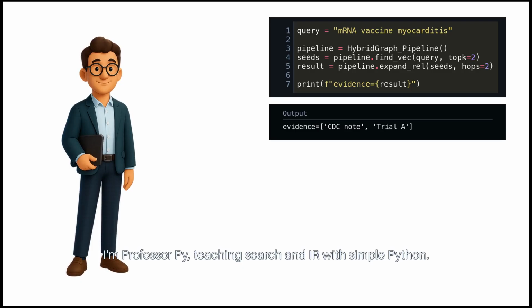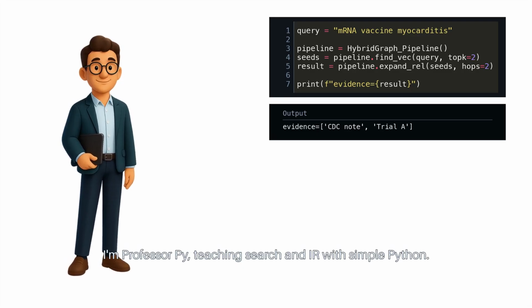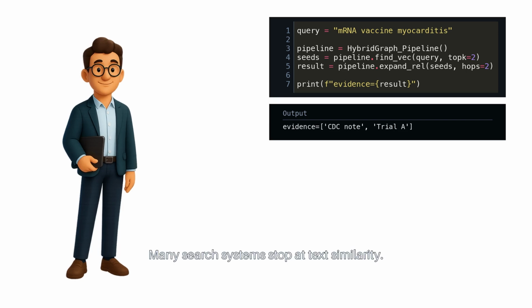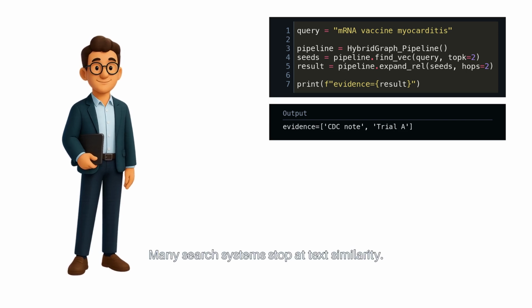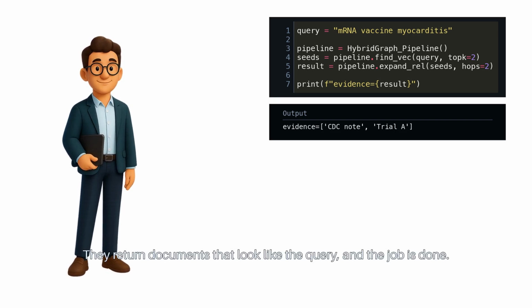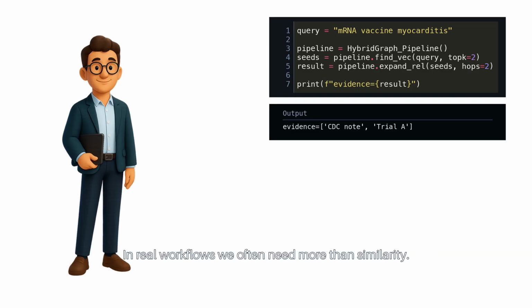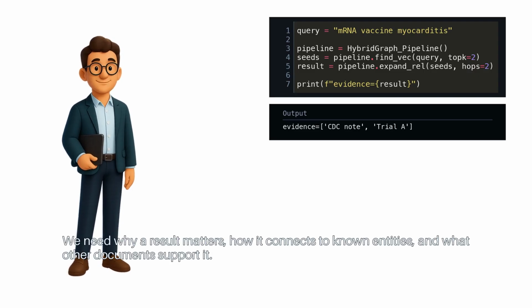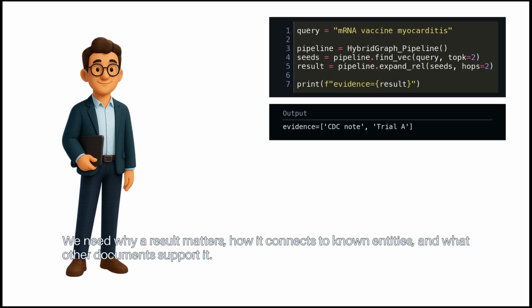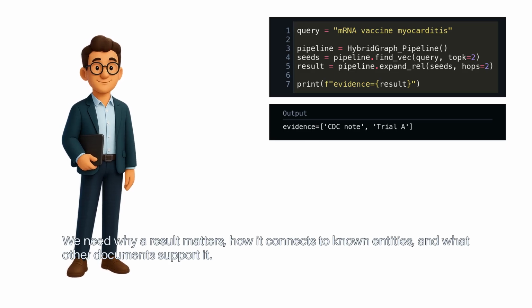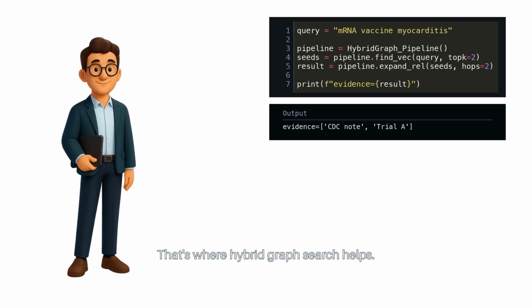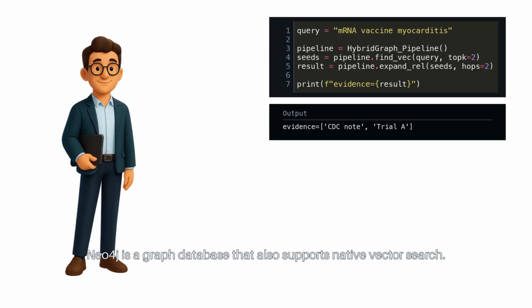I'm Professor Pi, teaching search and IR with simple Python. Many search systems stop at text similarity. They return documents that look like the query, and the job is done. In real workflows, we often need more than similarity. We need why a result matters, how it connects to known entities, and what other documents support it. That's where hybrid graph search helps.